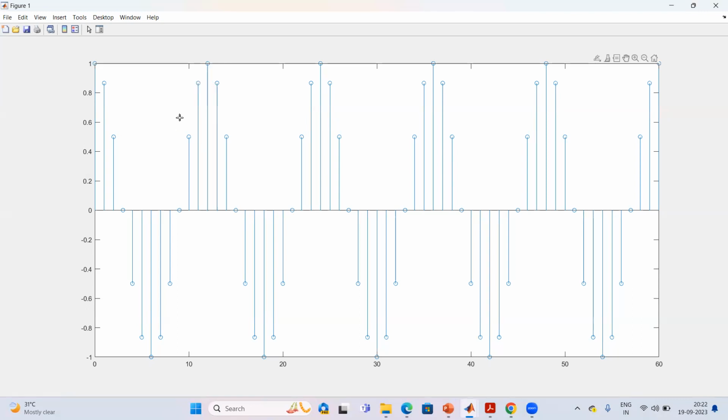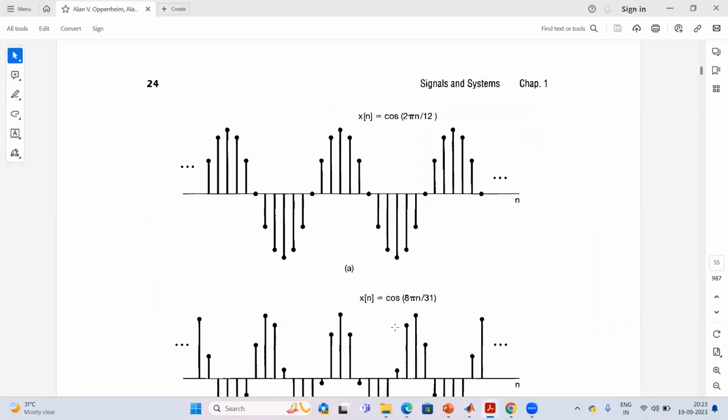So you can verify that for any of the samples, any pair of the samples you can consider. If you see this sample, then this magnitude is coming out as 0.866. Here you can again see this particular sample has the same magnitude, 0.866. This way you can verify its periodicity. We can also test with the other signal. If you see this second signal, x[n] equals cos 8 pi n divided by 31.